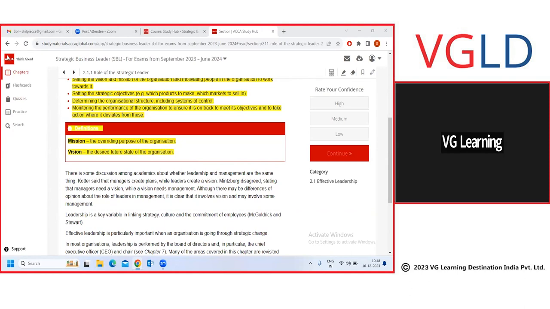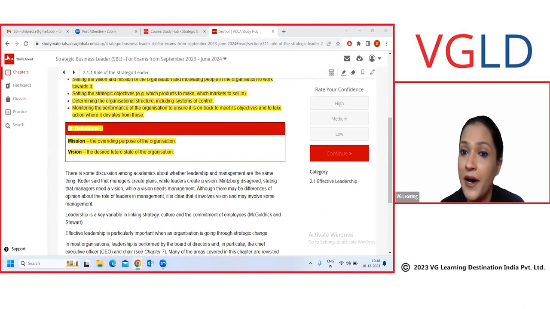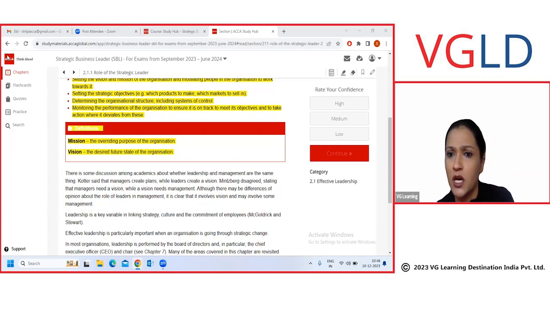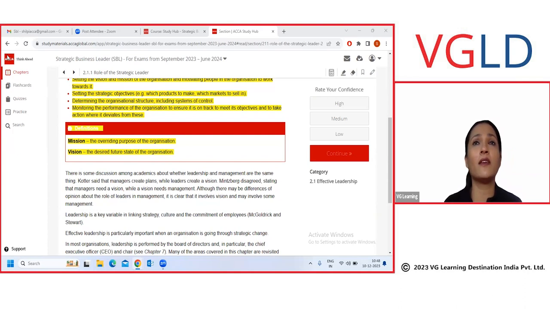Okay, so let's have a look. Mission is short term, vision is long term? No, not really, I wouldn't say. So mission is the purpose for which you exist, basically. It is the most important parameter of your existence as an organization. The overriding purpose of the organization itself is called the overall long-term mission of the organization.